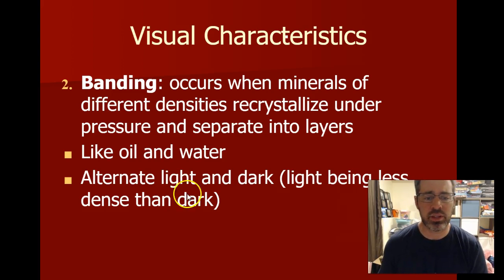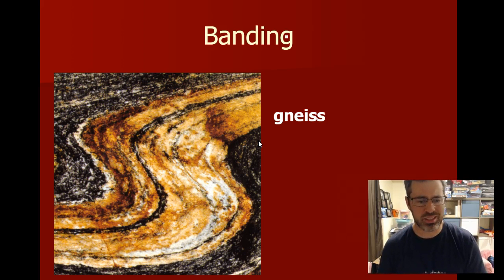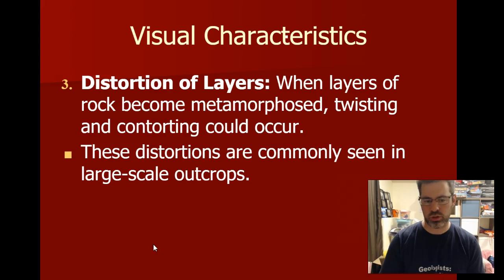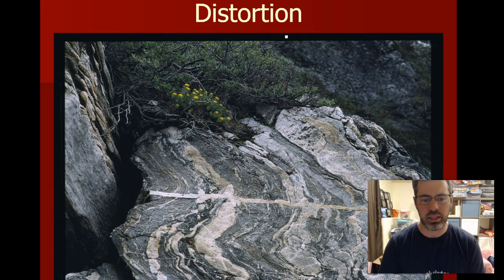And this occurs when minerals of different densities recrystallize under pressure and separate into layers, kind of like oil and water. Okay, here's banding. This is clearly nice right here. And in our science class, I love to call these zebra stripes, because if you see those zebra stripes, it's clearly gneiss. Guys, it's nice when it's nice zebra stripes. Okay. Also, this gives you this kind of wavy look, which is a distortion, because you can get differential pressure happening, causing the waviness of the distortion, all right, that you clearly see with these nice outcrops.